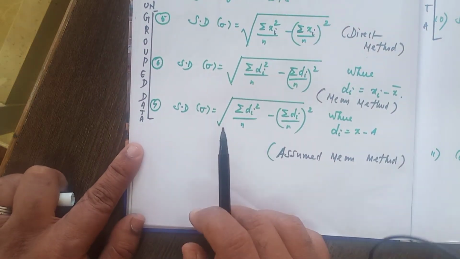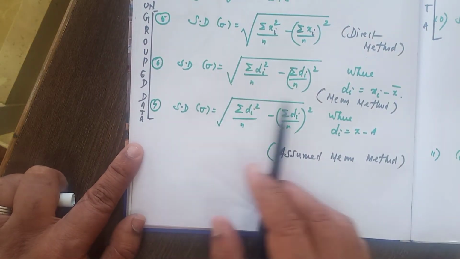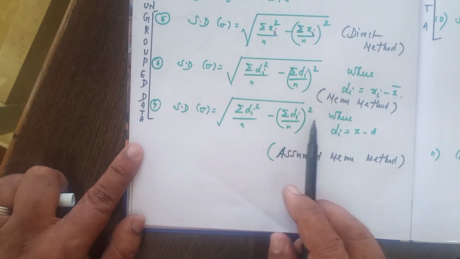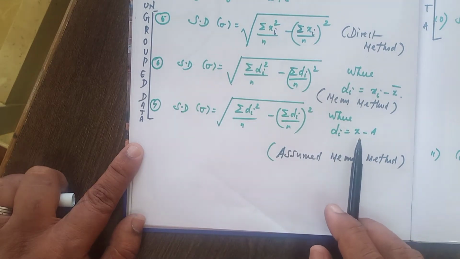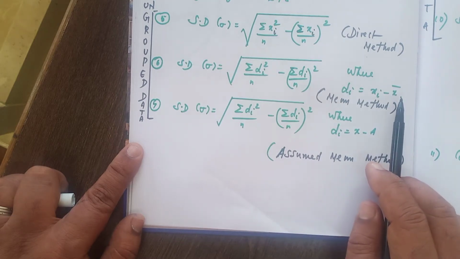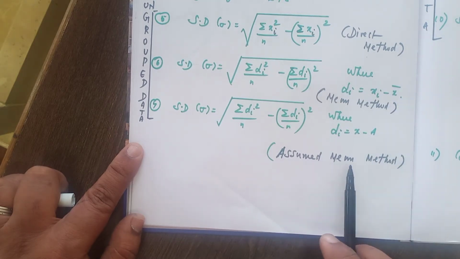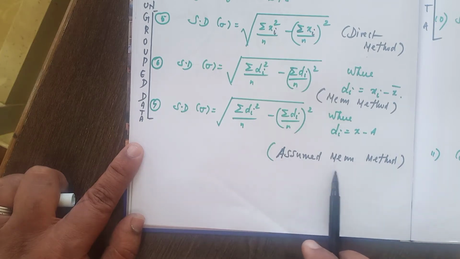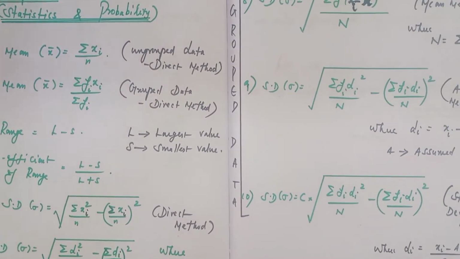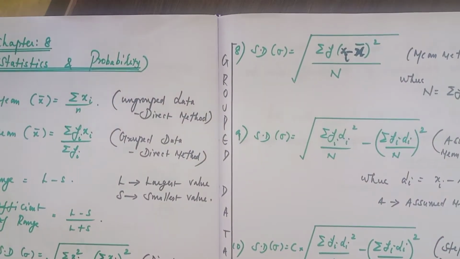And the next one, standard deviation, sigma, that is equal to square root of sigma di squared by n minus sigma di by n the whole square. Here di, that is equal to x minus a. Here x bar represents arithmetic mean, here a represents assumed mean. So what method is it called? Assumed mean method. Now standard deviation for grouped data, three formulae there.